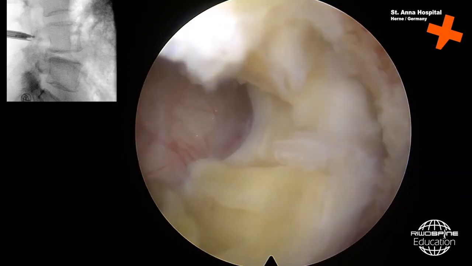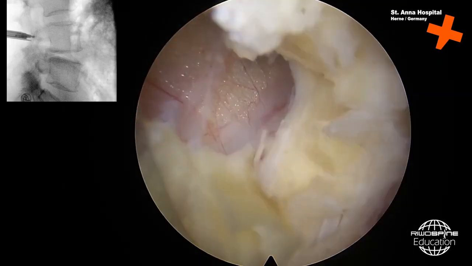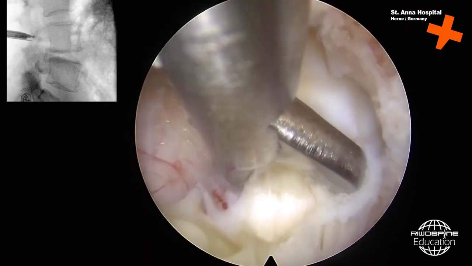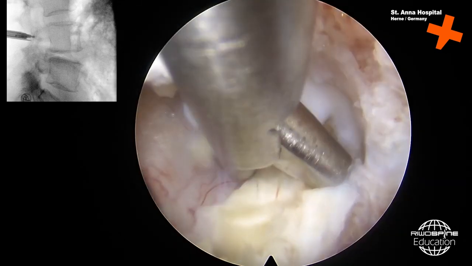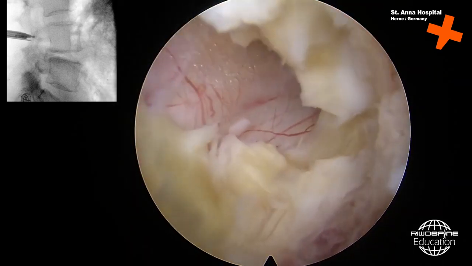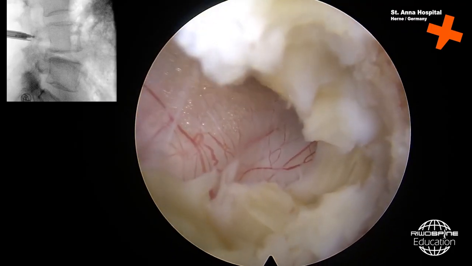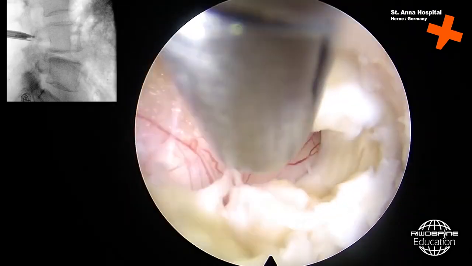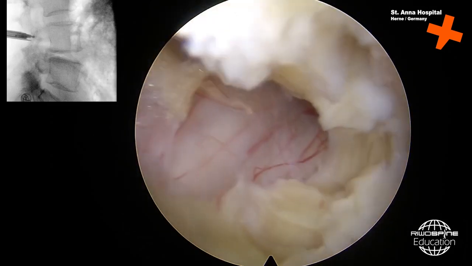So now we have to get, we already see here epidural fat, we see a neural structure, but now we have to get access to the lateral margin of the spinal canal to make sure that we can access the neural structures laterally. Nehmen wir den Rongeur. So we remove the fat tissue here around the dura.